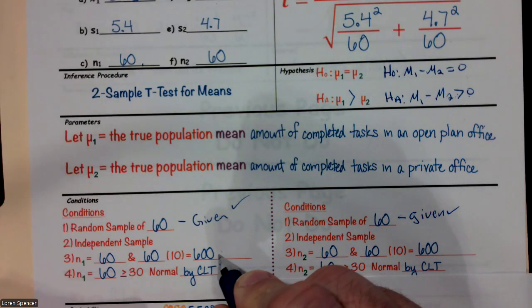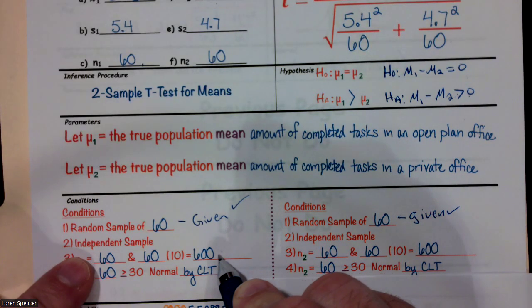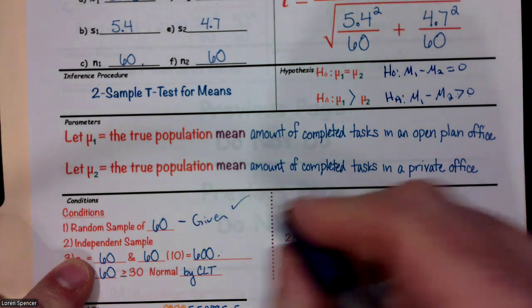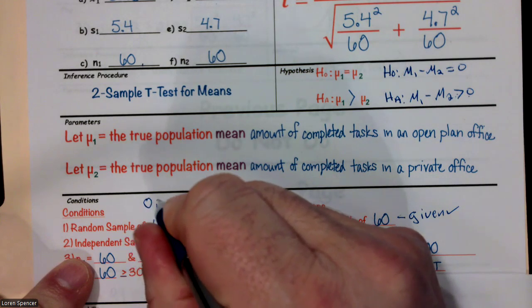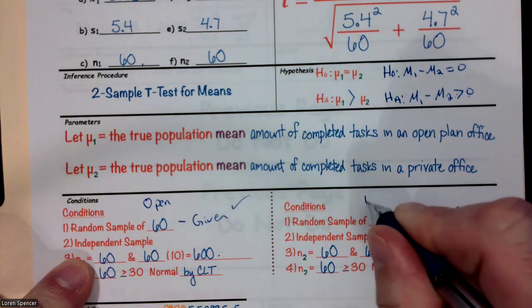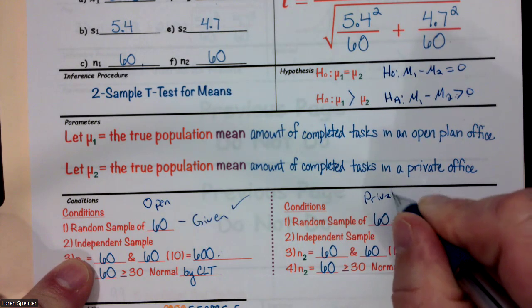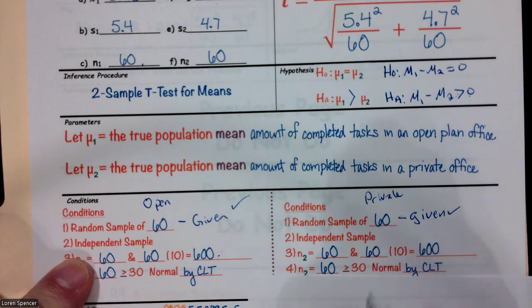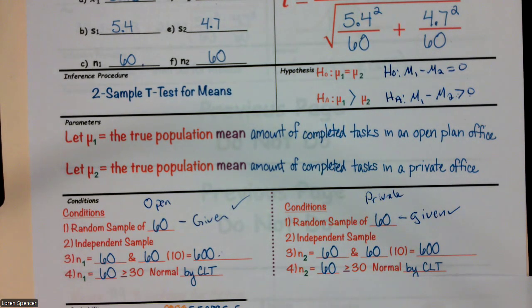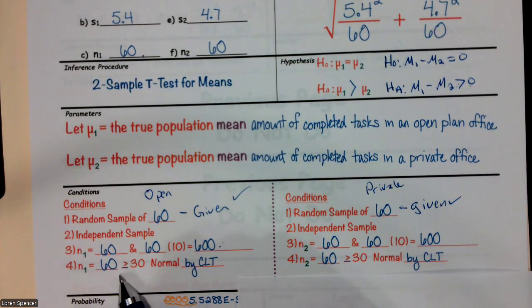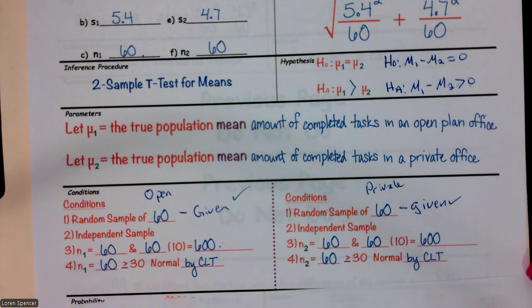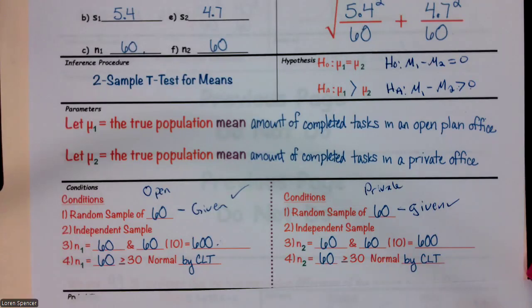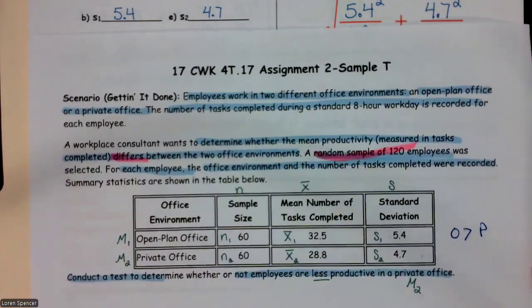But as long as our population is more than 600 people working in the open office and more than 600 people working in the private, and these are conditions for the open, and these are conditions for the private, then n is less than 10% of the population. Then we have 60 is greater than 30, which is normal by the central limit theorem. All right, so we need to go ahead and enter all that information into our calculator.